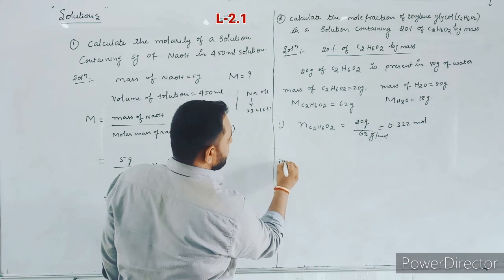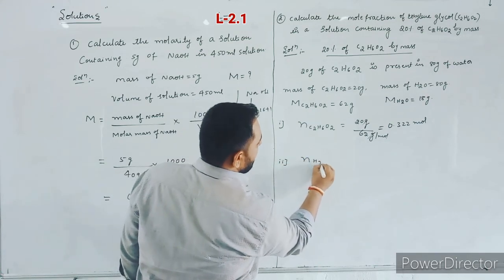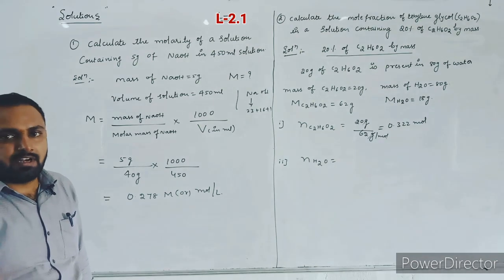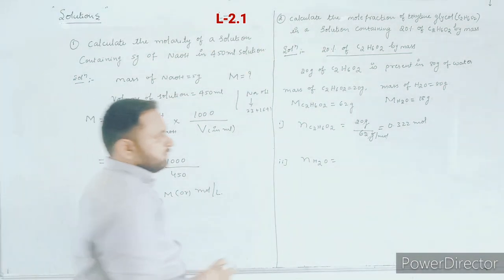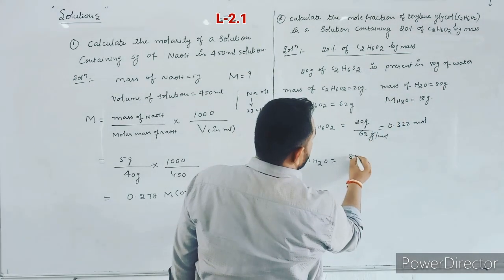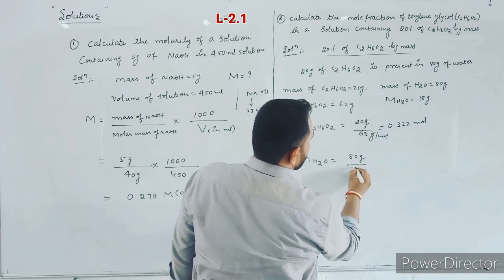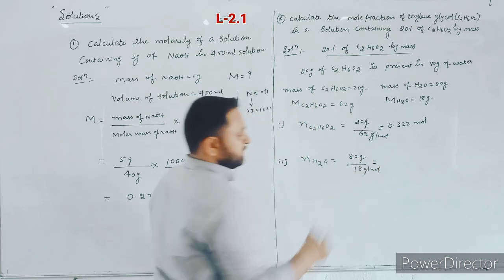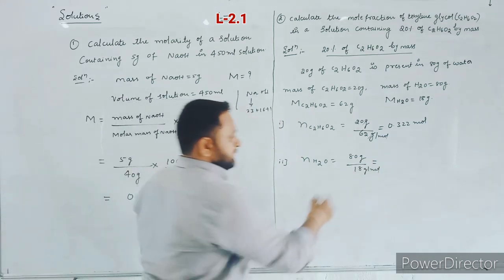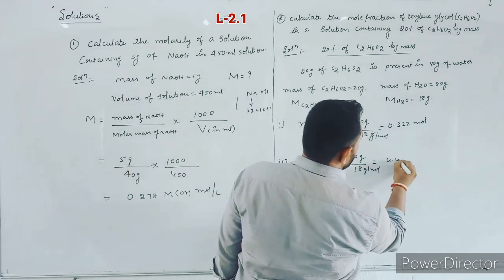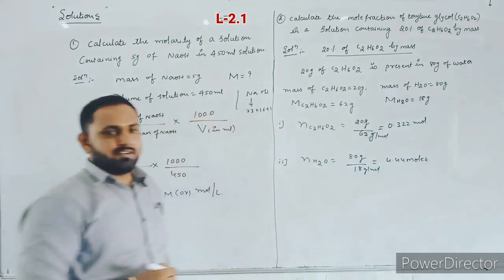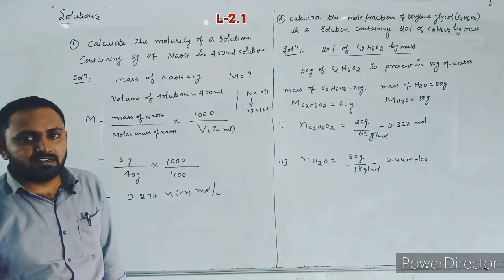Next, let us calculate the number of moles of water. Number of moles of water is equal to the given mass of water divided by the molar mass of water. Your given mass is 80 grams divided by 18 grams. If you simplify this, you will get 4.44 moles. This is the number of moles of water and the number of moles of ethylene glycol.